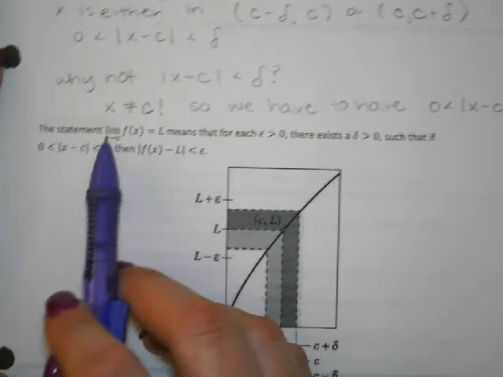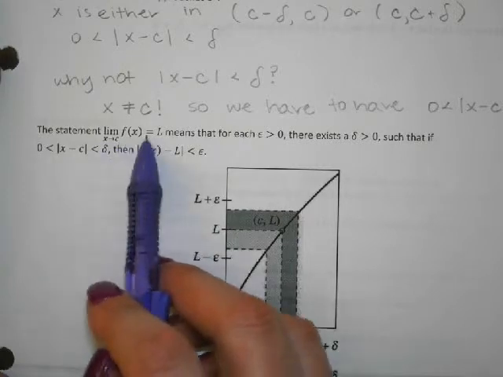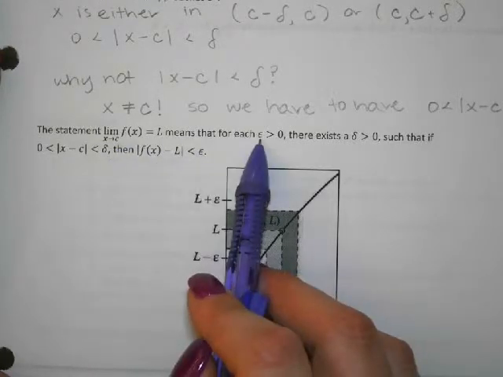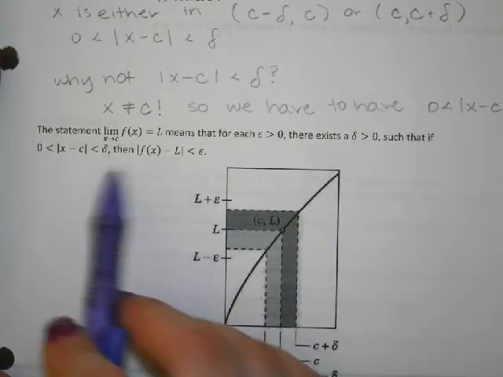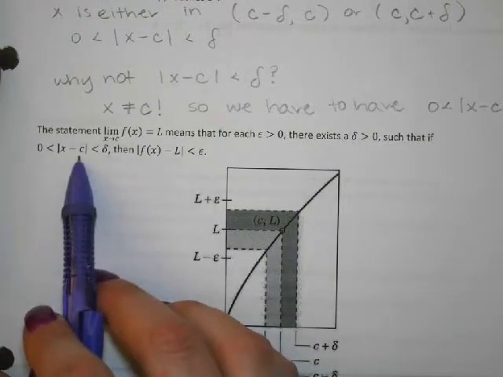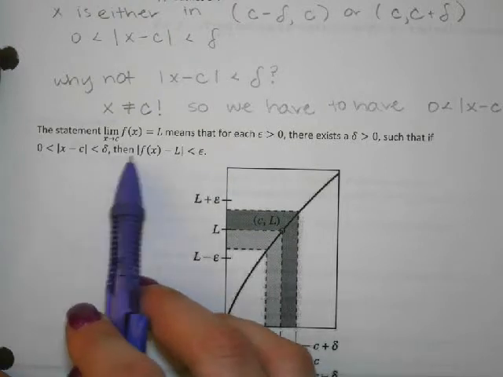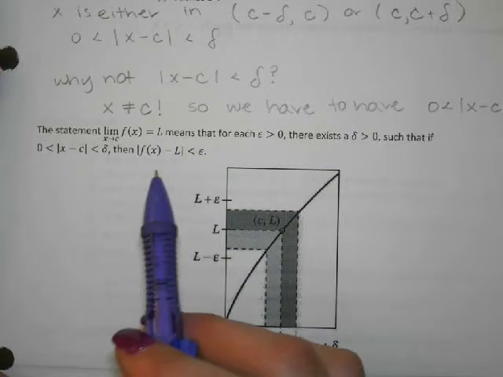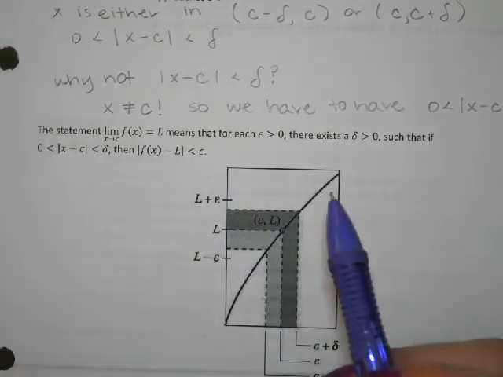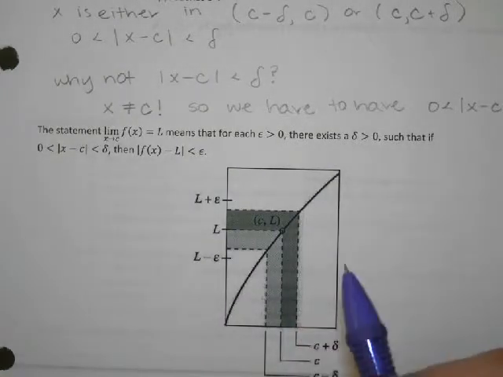So the statement, the limit as x approaches c of f of x is L, means that for each epsilon greater than 0, there exists a delta greater than 0 such that if 0 is less than the absolute value of x minus c is less than delta, then the absolute value of f of x minus the limit is less than epsilon. And wouldn't that have made a lot of sense on the third day of school? You would have been like, yeah, I totally get that.